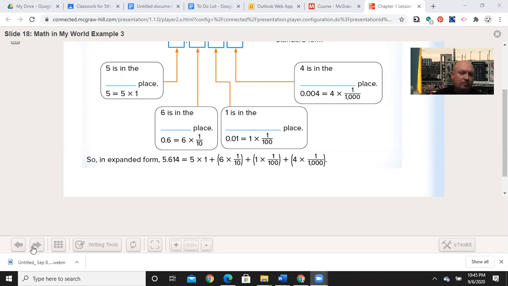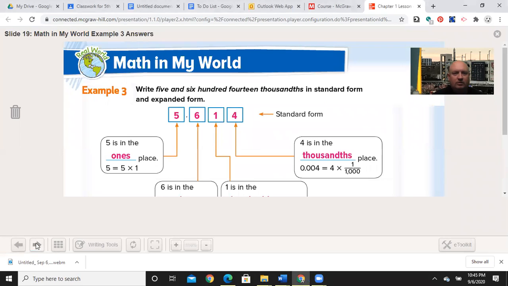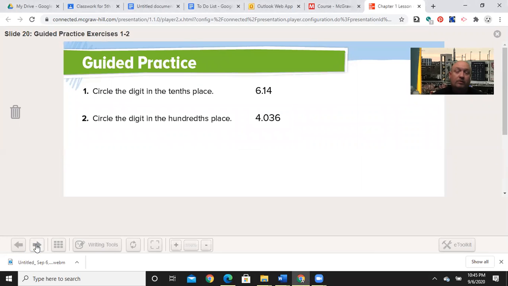All right, let's go ahead and try some problems on your own. Well, first, the guided practice. Circle the digit in the tenths place, and then the hundreds place. Again, I'll grab my annotation tool. Tenths place is the first one to the right of the decimal. There's that. And then the hundreds place, tenths, hundreds. There we go. Should look pretty good to you.